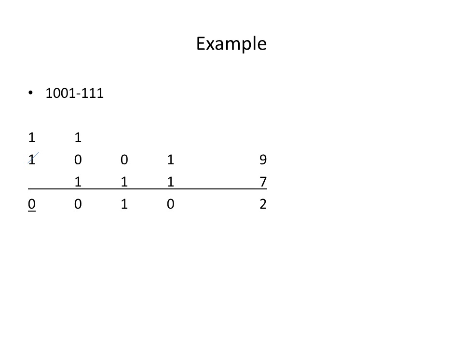Let us take another example. 1001 minus 111, that is 9 minus 7, which becomes 2. Here 1 and 1, the difference will be 0. Here 0 and 1 is written, so 1 should be borrowed here. From here 1 is borrowed, and this is 0, so it becomes 1.